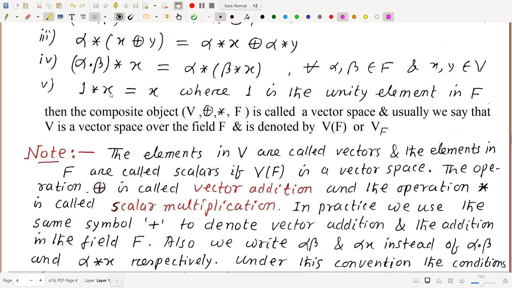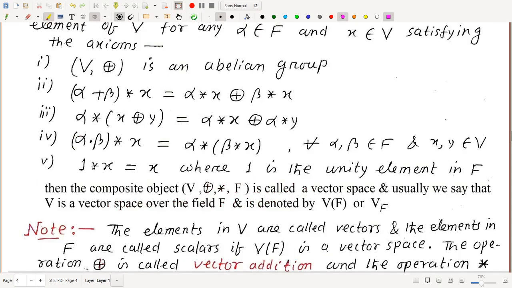Number 5, 1 star x equal to x, where 1 is the unity element in the field. In a field there is a unity element, 1 dot any element in the field is that element. Here it is 1 star x is x.